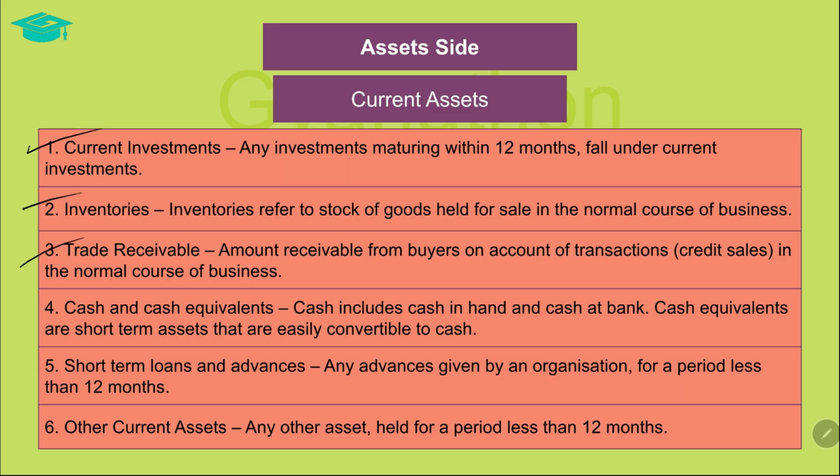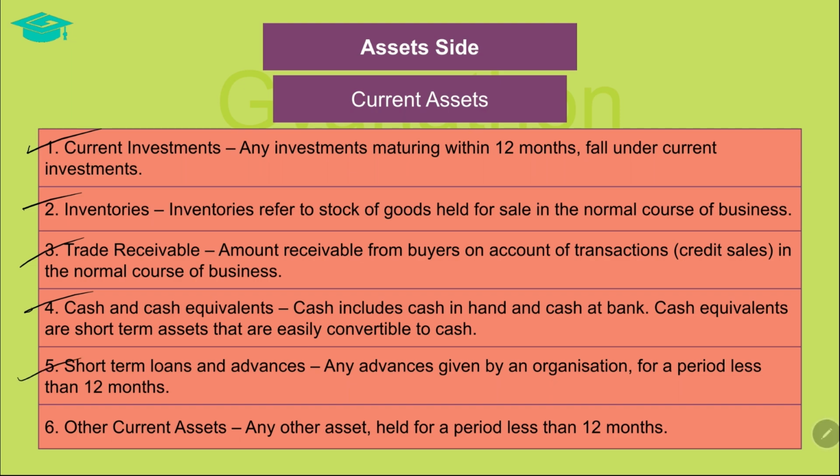The next category is trade receivables. This refers to all the credit sales made by an organization and reflects the amount receivable from the buyers on account of transactions in the normal course of business. The next category is cash and cash equivalents. Cash includes the amount of cash in hand and cash at bank that the business holds. Cash equivalents are short-term assets that are easily convertible to cash.